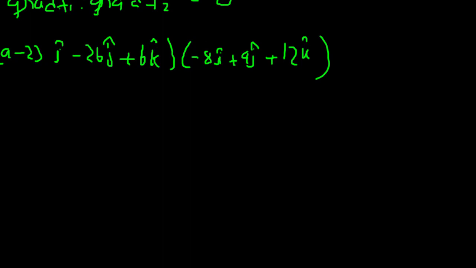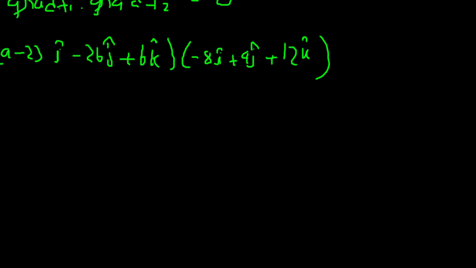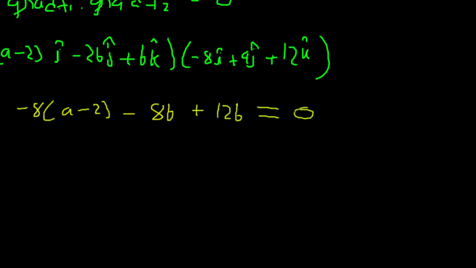Okay, now I'm going to change the color, I just changed the pencil, so it will be a little bit more fun to see. Now we're going to multiply i with i, j with j, k with k, so it will be minus 8 into a minus 2, minus 4 2s are 8b, plus 12b equals 0. On solving, minus 8a plus 16 plus 4b equals 0.